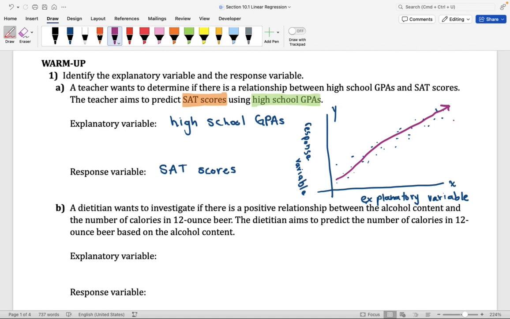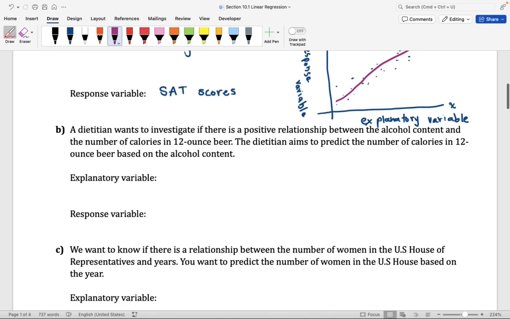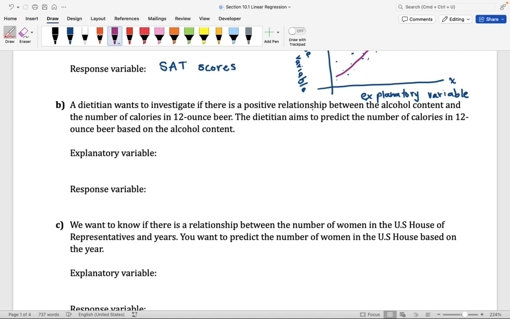Now, in part B, you have another scenario. Let's go ahead and read the scenario. A dietitian wants to investigate if there's a positive relationship between alcohol content and the number of calories in 12-ounce beers. The dietitian aims to predict the number of calories in a 12-ounce beer based on the alcohol content. The dietitian has access to the alcohol content. The dietitian is going to use the alcohol content to try to predict the number of calories in a 12-ounce beer. So here, the alcohol content is going to help us predict the number of calories. In this case, the explanatory variable is going to be the alcohol content. The response variable is going to be the number of calories.